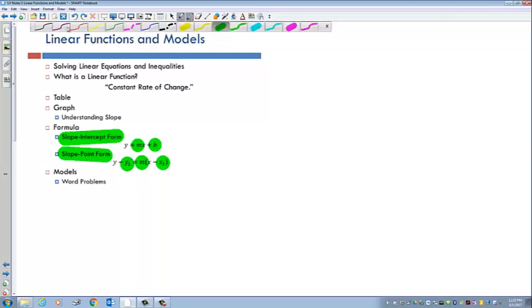I want to talk a little bit about where this formula comes from. The slope intercept form comes from our basic intuition. The idea is you start with a number b and you add m each time, so that's how you develop that formula, really. But this formula comes more from the geometry.